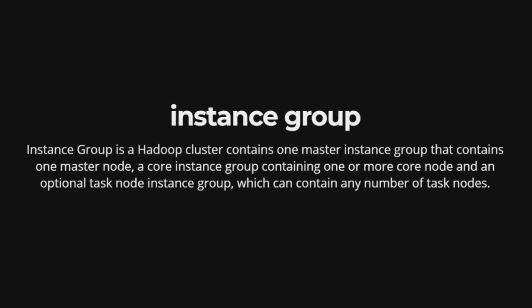Instance group. An instance group in a Hadoop cluster contains one master instance group that contains one master node, a core instance group containing one or more core nodes, and an optional task node instance group, which can contain any number of task nodes.